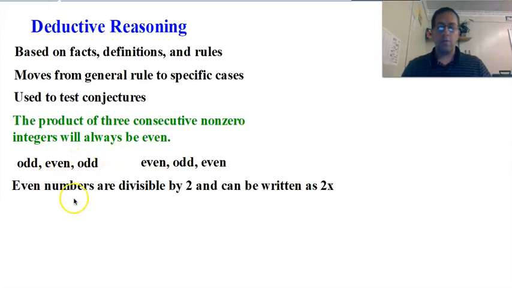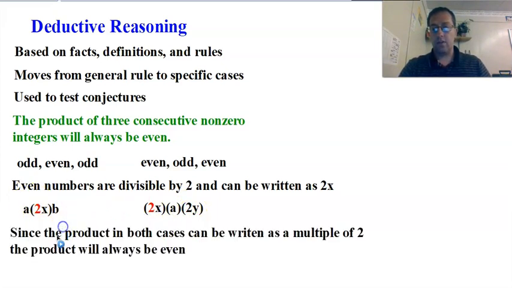Okay, so what does that mean? If we're looking at even, well, all even numbers are divisible by 2. Right? 2, 4, 6, 8. All divisible by 2. So we could write it as 2 times something. 2 times 1, 2 times 3, 2 times 4. 2 times something. So that means this odd, even, odd, and this even, odd, even could be rewritten as some odd number, and then 2 times something, and then another odd number, or 2 times something, some odd number, and then another even number, right? Notice all of these contain 2 times something, right? And if one of them is written as 2 times something, then, as we said up here, that means the product is an even number, because it's 2 times something.